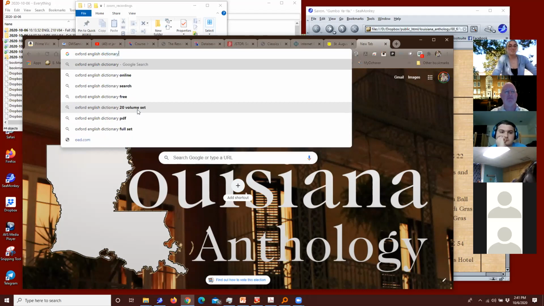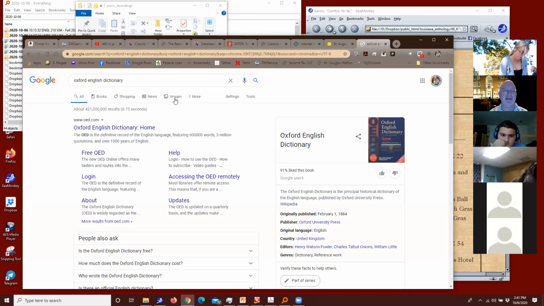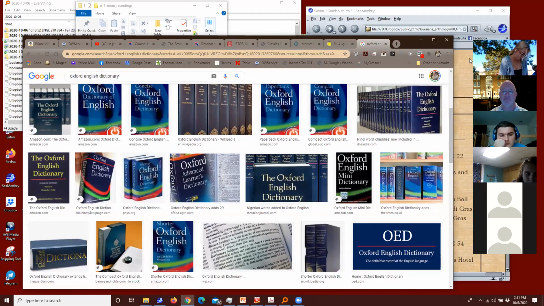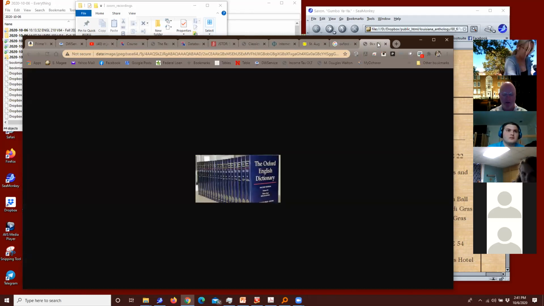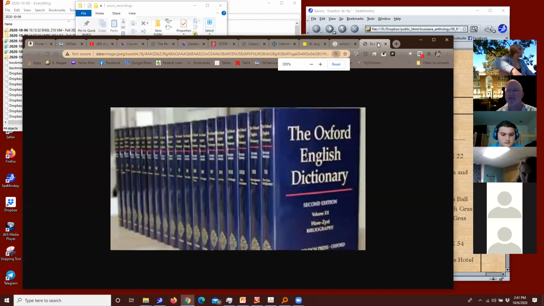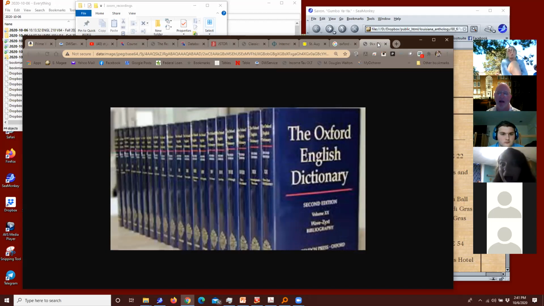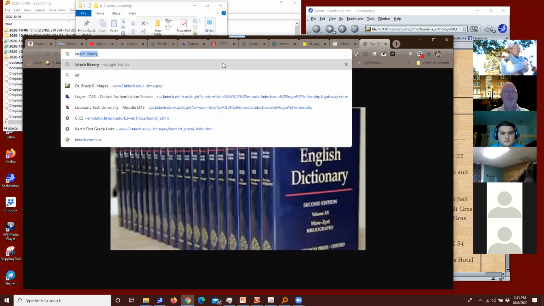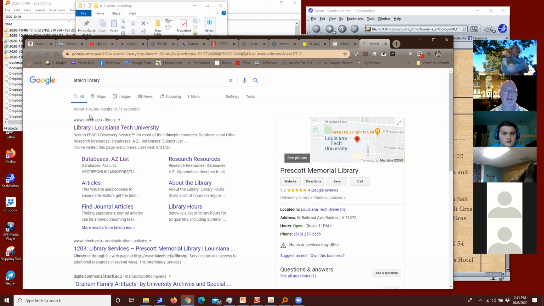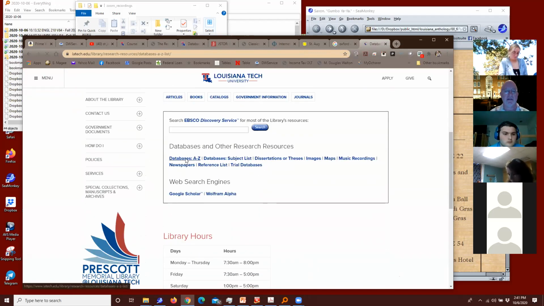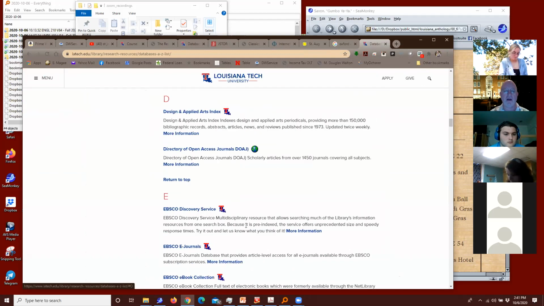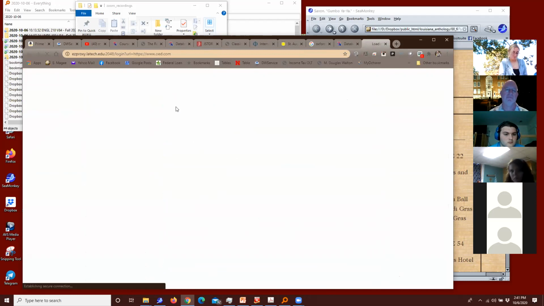Now, the one we're talking about is made in England and is much more expensive, not to mention a lot bigger. So here is the Oxford English Dictionary, one copy of it. It's as large as an encyclopedia. You can buy this for a couple of $1,000, or you can use it on the tech website for freebies. So go back to the library, go down to databases. O for Oxford.